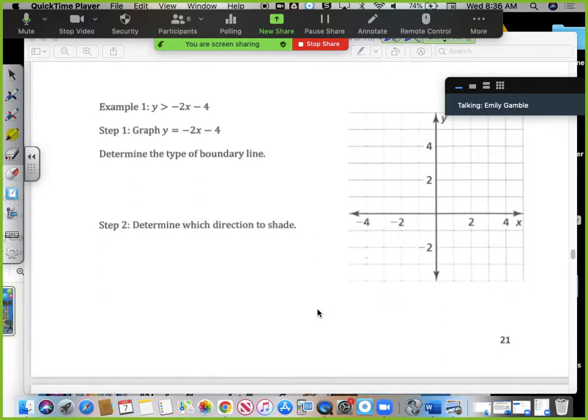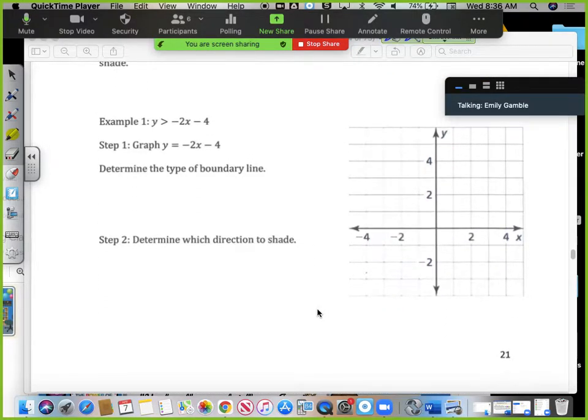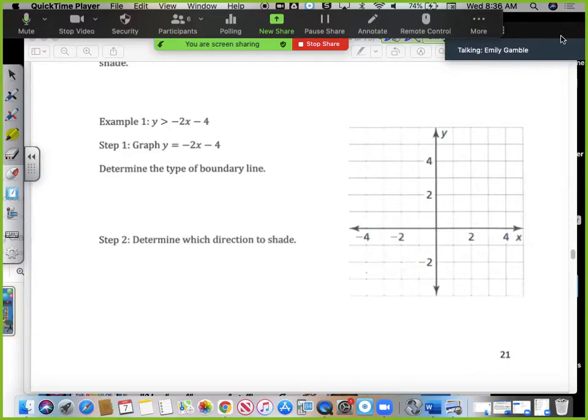So let's actually get to an example. In example 1, we are going to be graphing the inequality y is greater than negative 2x minus 4. So this is what we're going to be graphing. In order to do that, we have to pretend like it's an equation and graph just the equation. So forget the greater than symbol. We're going to graph the equation y equals negative 2x minus 4.